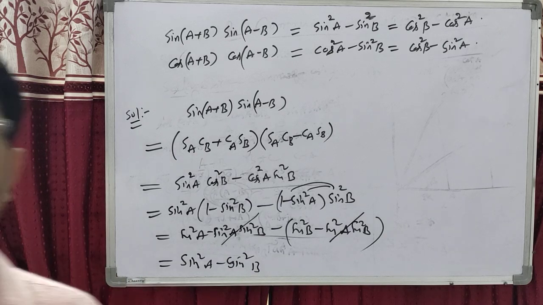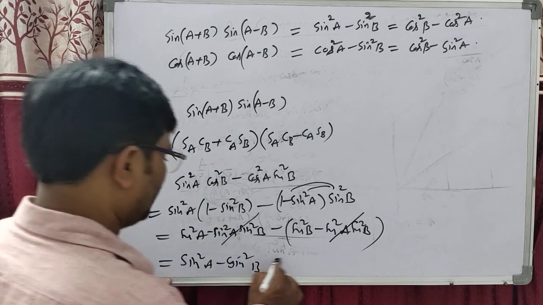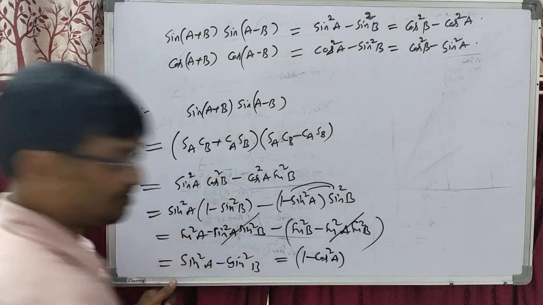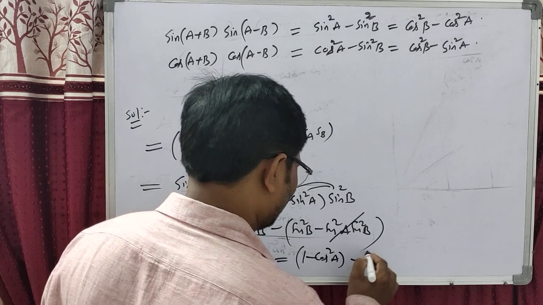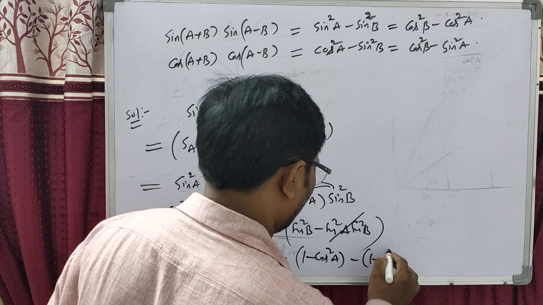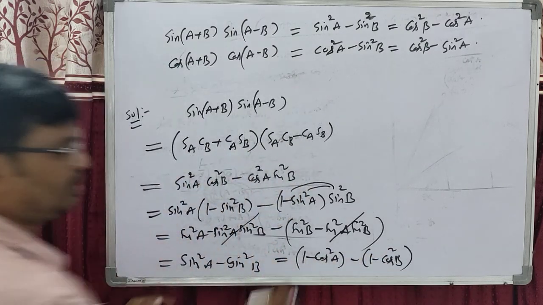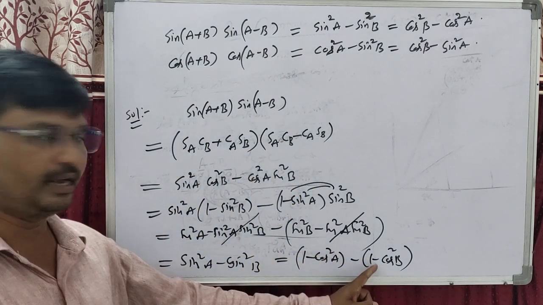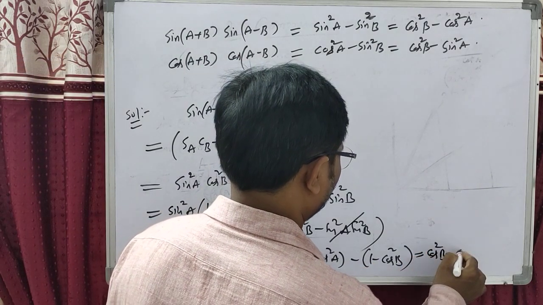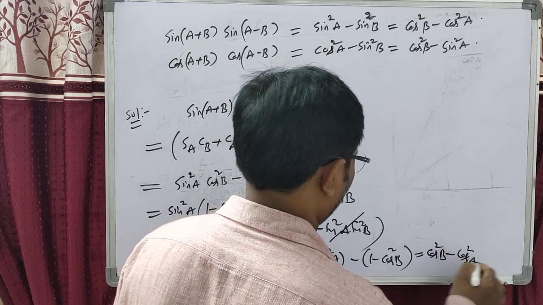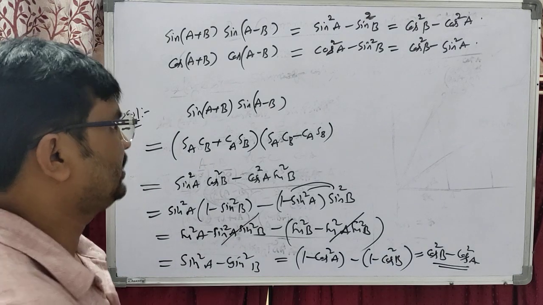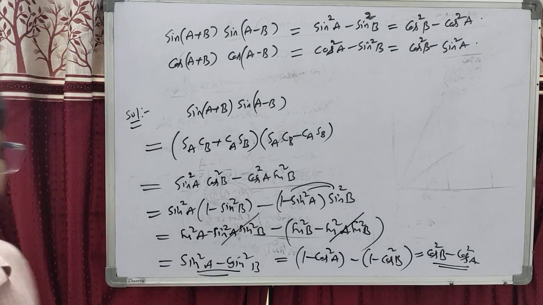Suppose we take it in terms of cos, dear students: sine square A is 1 minus cos square A, and sine square B is 1 minus cos square B. Then 1 minus 1 cancels, and minus of minus is plus. Dear students, this is cos square B minus cos square A. Okay students, so this equals sine square A minus sine square B.